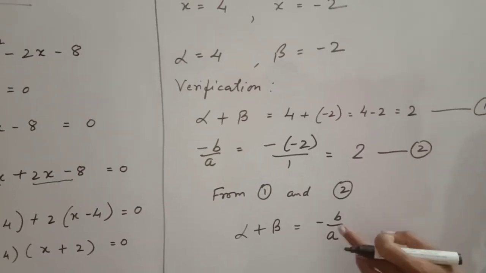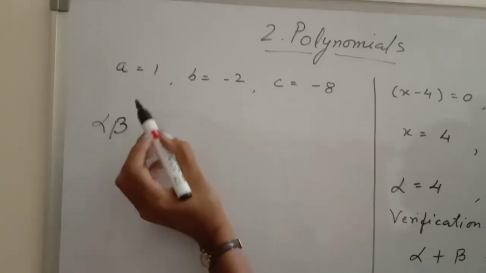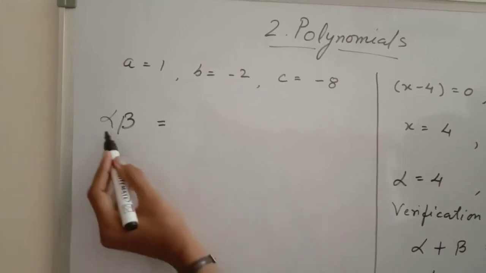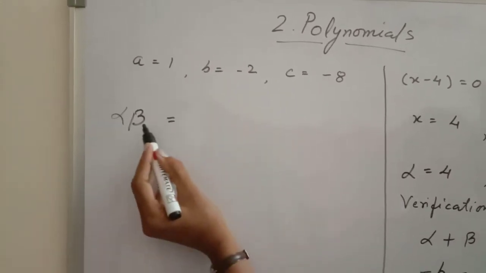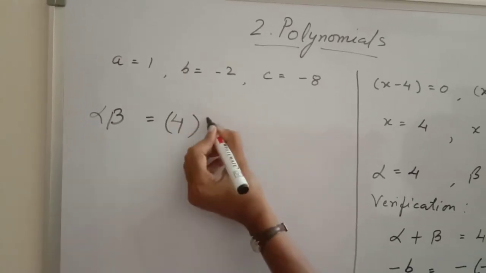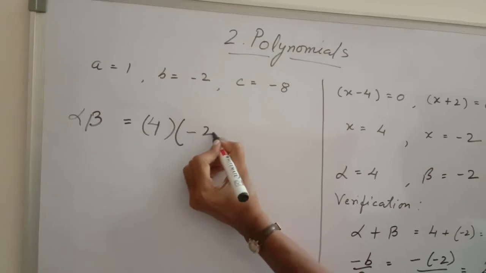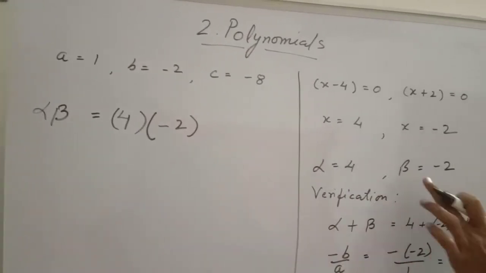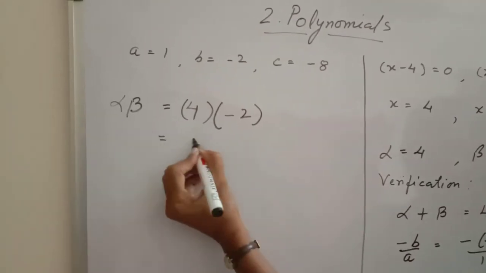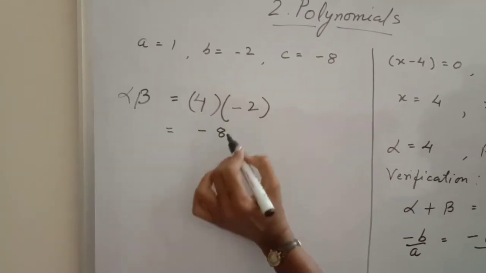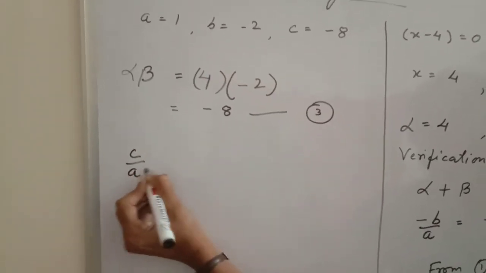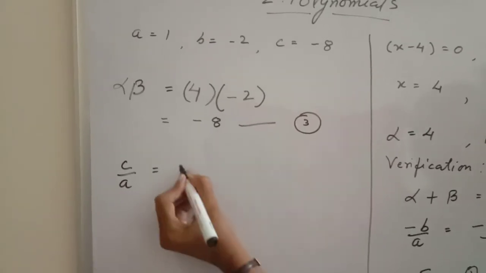Okay, now let's check for alpha into beta. a is 1, b is -2, c is -8 in this question. Now I want to find alpha into beta. Alpha is 4, beta is -2. Now I will multiply, so I am getting -8, 4 twos are 8. Let this be third. Now I will find c/a. What is my c? -8.